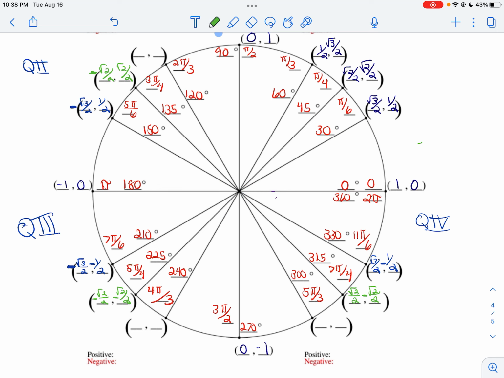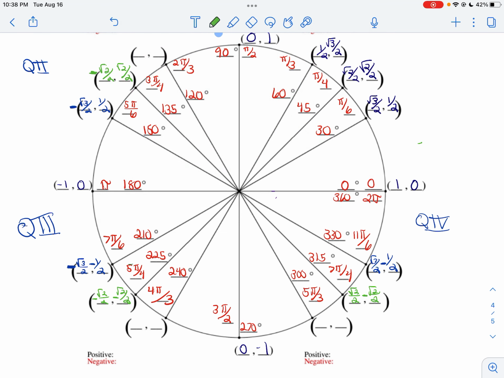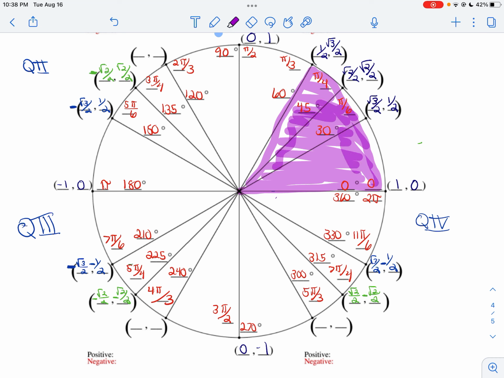Okay, then I move on to my next special angle in quadrant 1, which was 60 degrees. We'll do this in purple. So in quadrant 1, 60 degrees is here. All right, so that 60-degree angle gives us a point 1/2 and square root of 3 over 2.